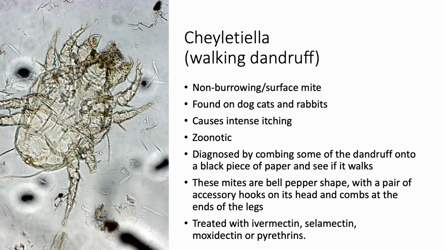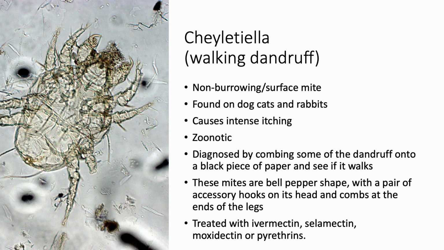We could also look at it under the microscope. So we could use a cellophane tape prep and tape the mite to a slide and look at it under the microscope. What we will see is that the mites are bell-pepper shaped with a pair of accessory hooks on their head and combs at the end of their legs.